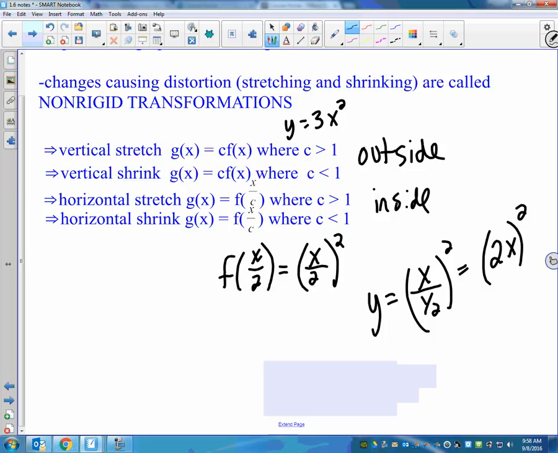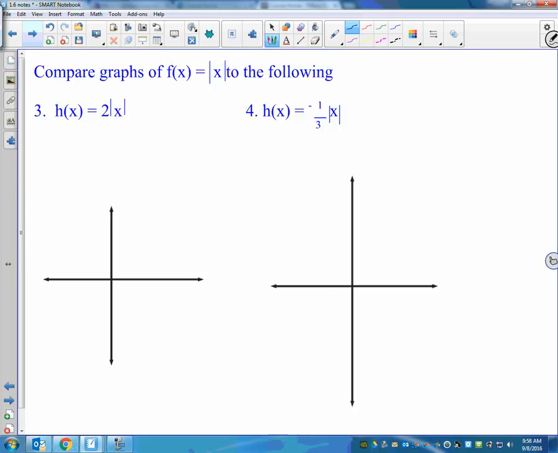So let's graph. Look, I did both on the outside. So 2 times the absolute value of x means that that's a vertical stretch, stretching it by a factor of 2. So this is going to change the shape of our graph. And again, I'm going to graph both on this first one at least, so you can see how it changes. Maybe you can come up with a little shortcut to help you a little bit.